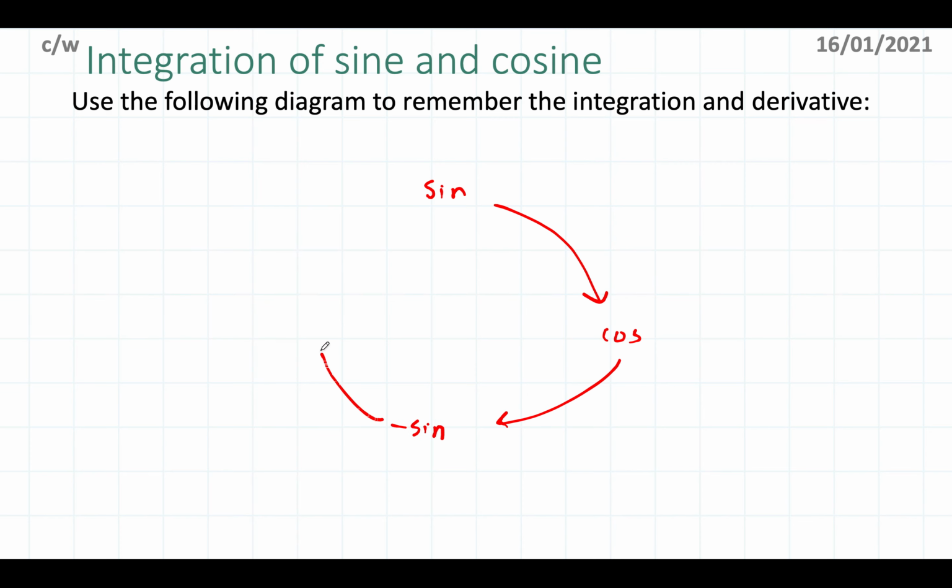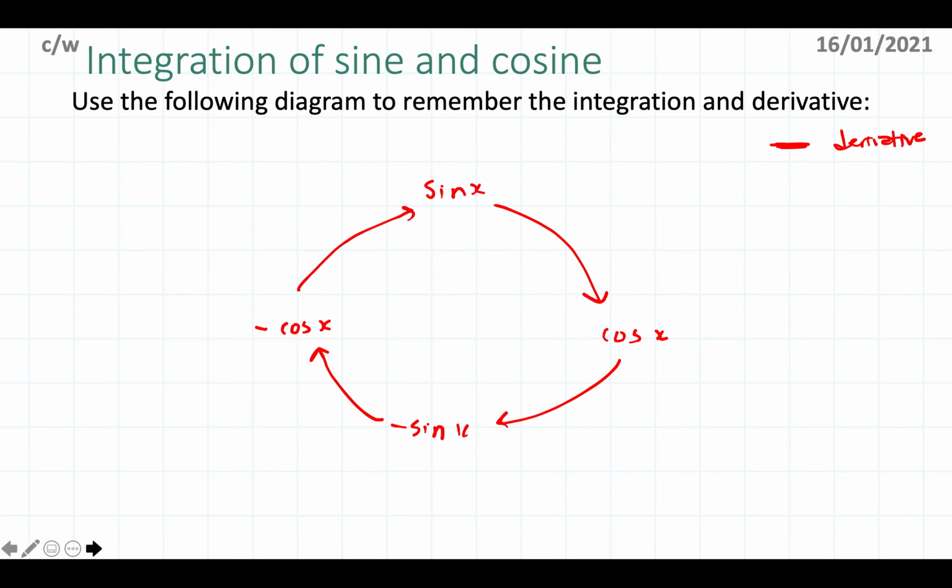The derivative of negative sine will give you a negative cosine if you take the negative as a constant, and then the derivative of negative cosine will get you back to sine. All of them in terms of x. Remember, with trigonometry we deal with radians. Now, this is for the derivative.